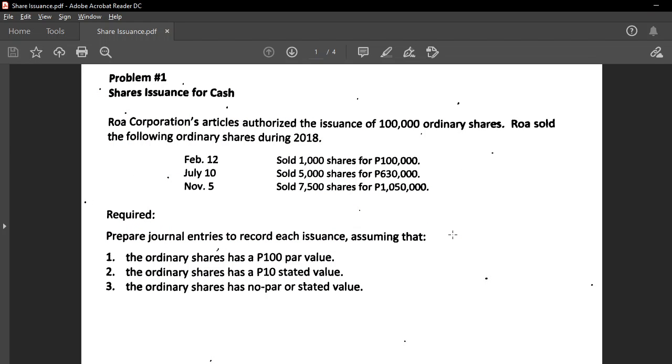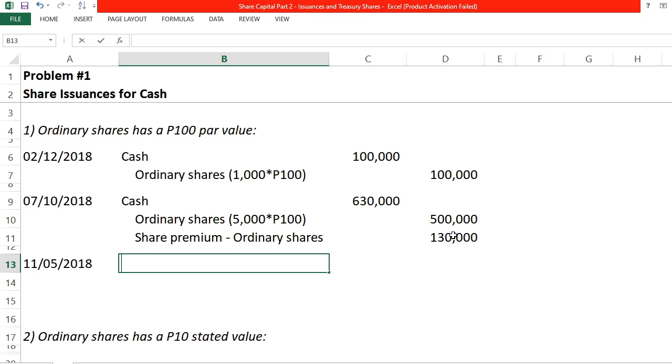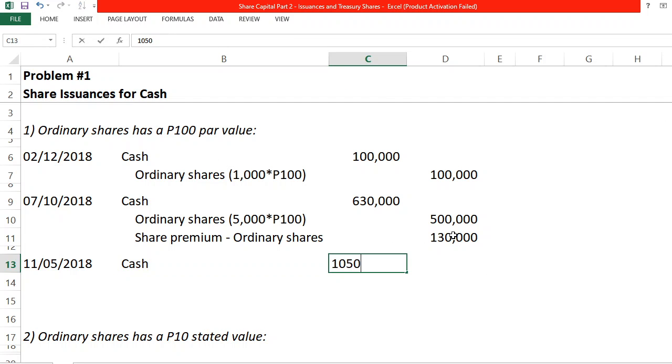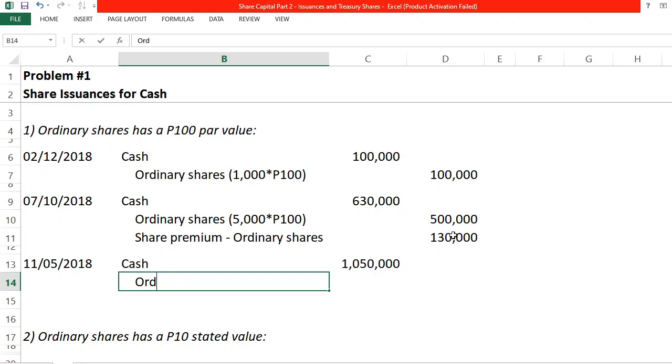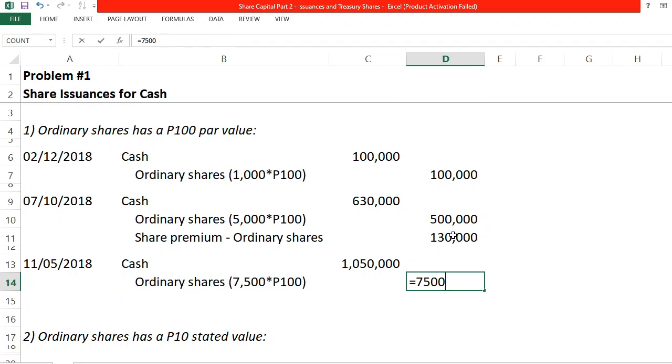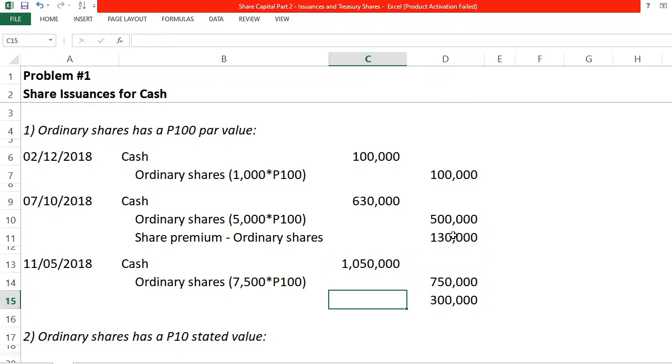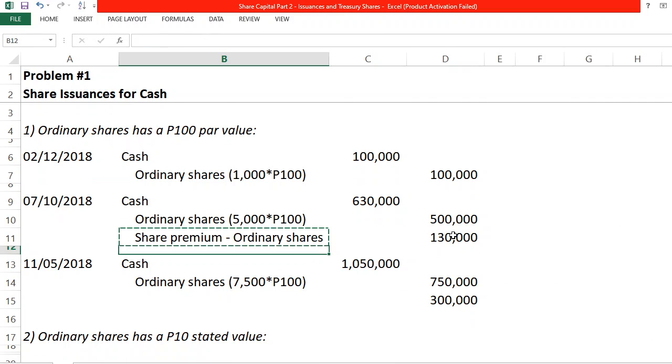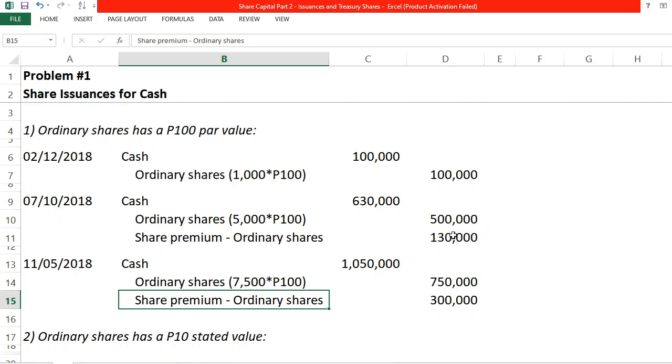And then lastly, for November 5, we sold 75 shares for 1,050,000. Again, we debit cash, that's for 1,050,000, and we credit ordinary shares, 75 shares sold at 100 par, therefore we credit it at 7,500. Again, there is a difference which will again go to our share premium ordinary shares, the excess of par. Okay, so that is assumption number 1, assuming that the par is 100.